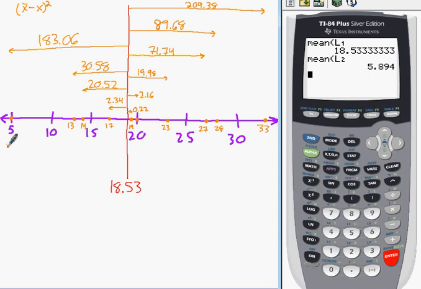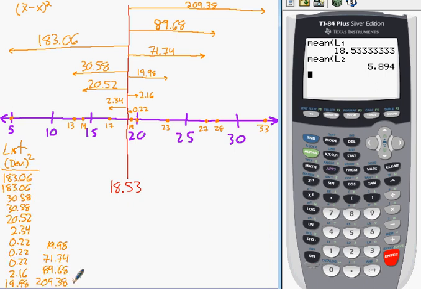So if we list the squared deviations, it's going to look like this. And again, there should be 15 of them because there are 15 data points. Each data point has its own deviation.